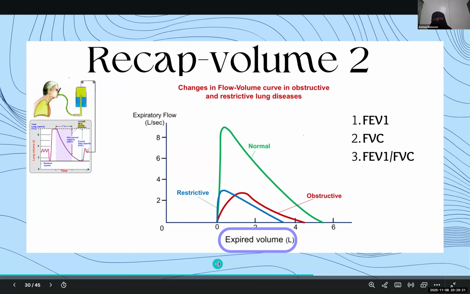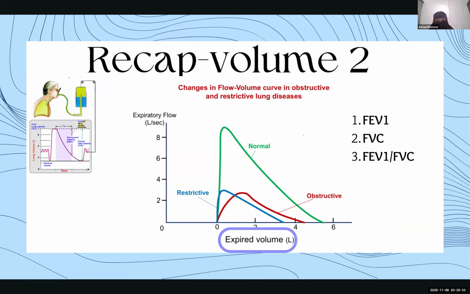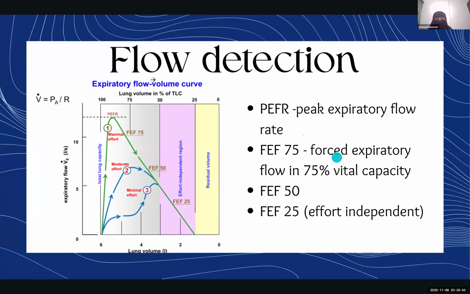So spirometry had two parts, right? The volume and the flow. We were doing volume all this time, and the volume has three different components, which is the FEV1, FVC, and the ratio. We talked about how they changed and differed in obstructive versus restrictive diseases. Now let's come to the second part, which is the flow detection. This is a bit easier than the first one.